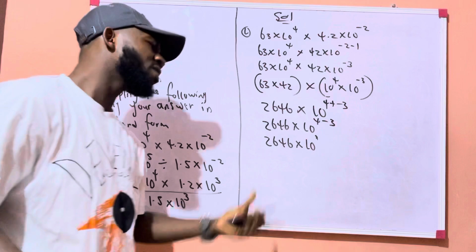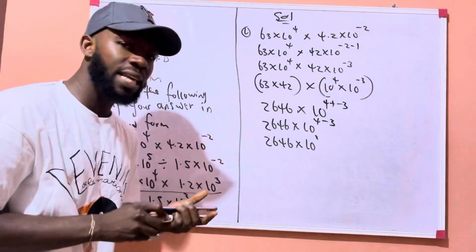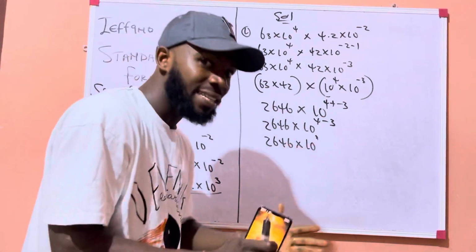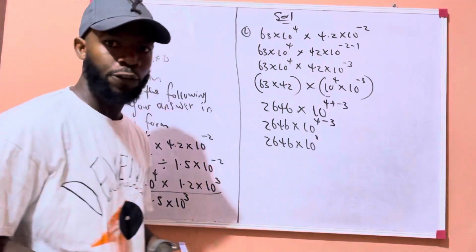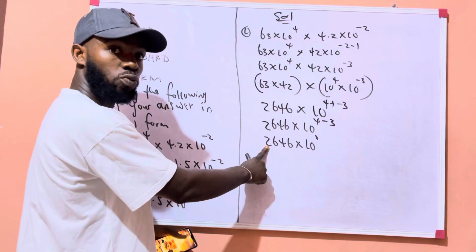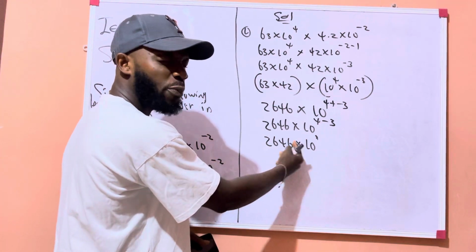But class, this is not standard form. This is not how you leave your answer in standard form. Remember we said, when you leave your final answer, your decimal point must be after the first significant figure. Now class, what is our first significant figure here? 2. But where is our decimal point? Outside. So I have to bring it in.